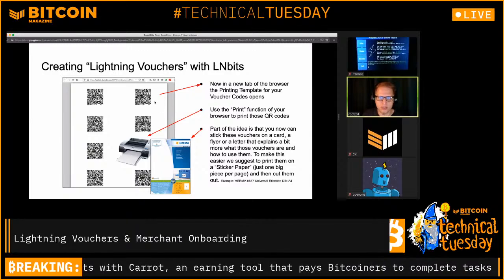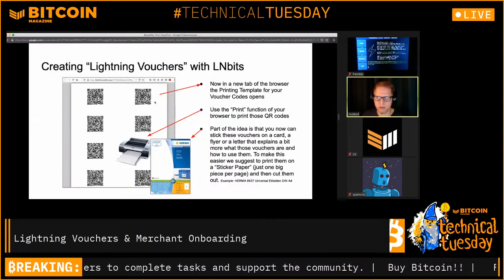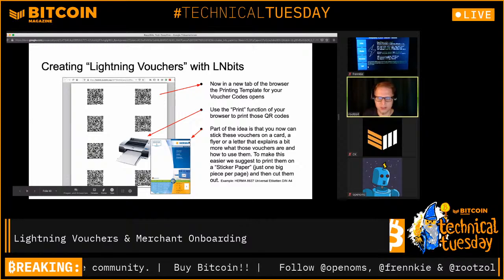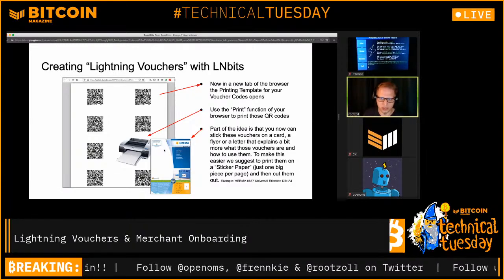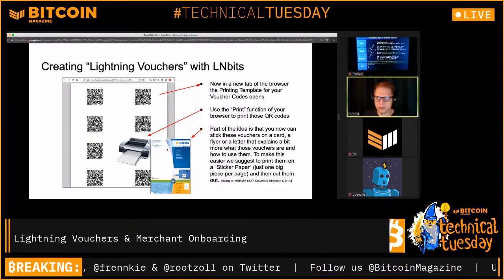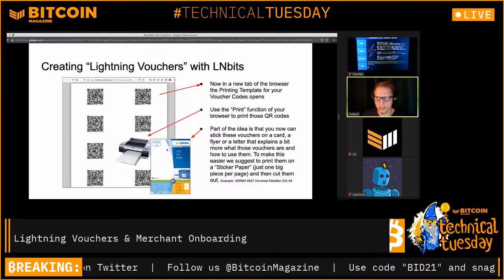What I do now is I go to the print function of my browser and print those vouchers out. The idea is that you maybe want to stick them on something more complex. There's the idea to print them directly on some sticker paper. For example, on Amazon you can get this sticker paper. It's just one big sticker, you put it in your printer and print the vouchers on it, and after that you cut them out and have small little voucher stickers.